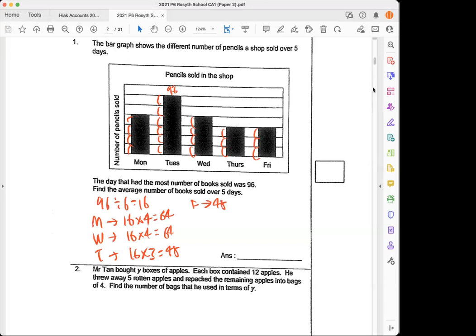Now the question is asking for the average number of books sold over the 5 days. To find the average, you need to find the total of books sold over the 5 days. That will be Monday, 64, plus Tuesday, 96, plus Wednesday, 64, plus Thursday, 48, plus Friday, 48. So altogether, the total is 320. Average will be total divided by number of days, which is 5, and we get 64. So the answer is 64. All right, let's clear this and go on to the next question.